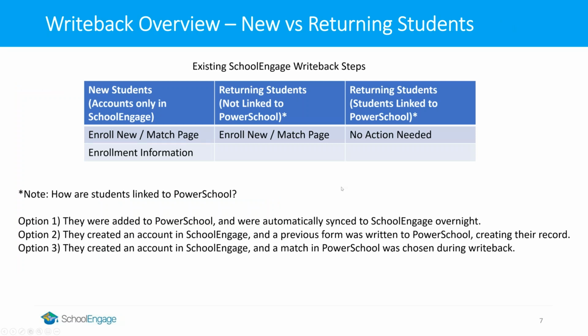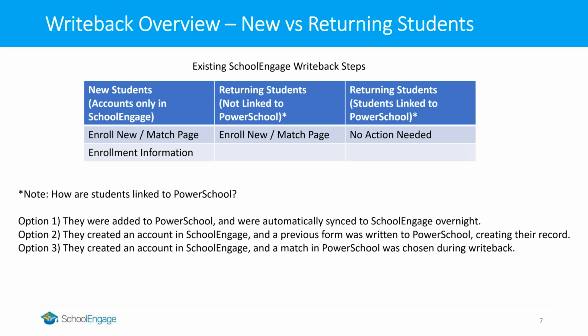So that's basically the process for what we have in SchoolEngage up until recently. If they were a brand new student, you would enroll them and fill out their enrollment information with the option of matching them. And if they were already in PowerSchool, it would actually just automatically do it. There wouldn't be any intermediate steps.